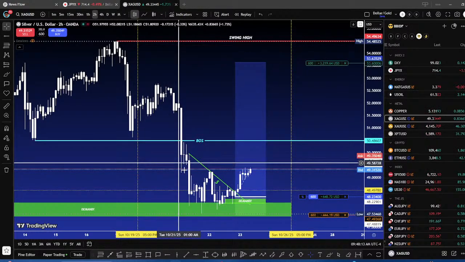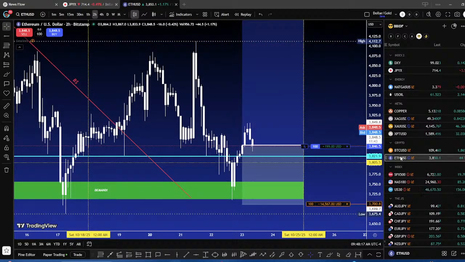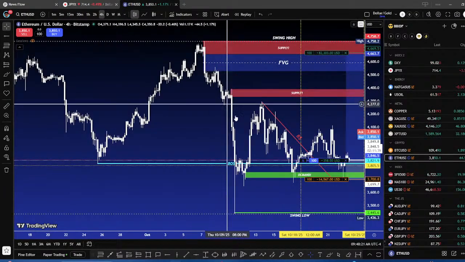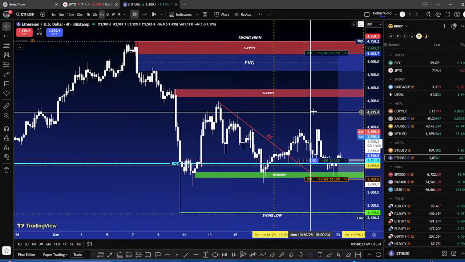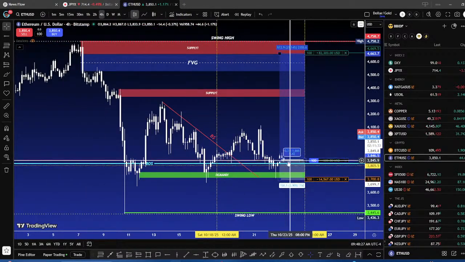Another one that's kind of set up like silver is in our crypto space, Ethereum. Look at that. Team is in profit on this one. We called this out, I want to say yesterday as well, or probably late yesterday.